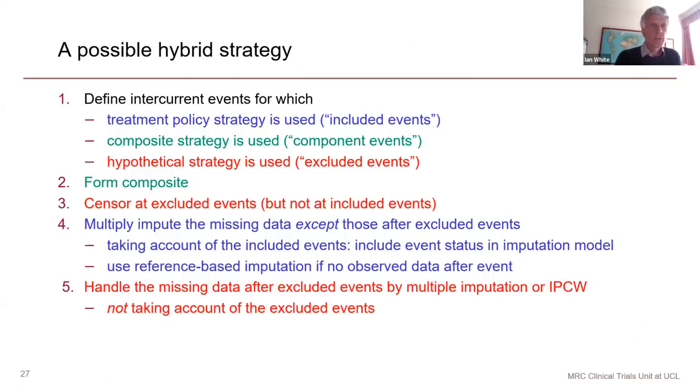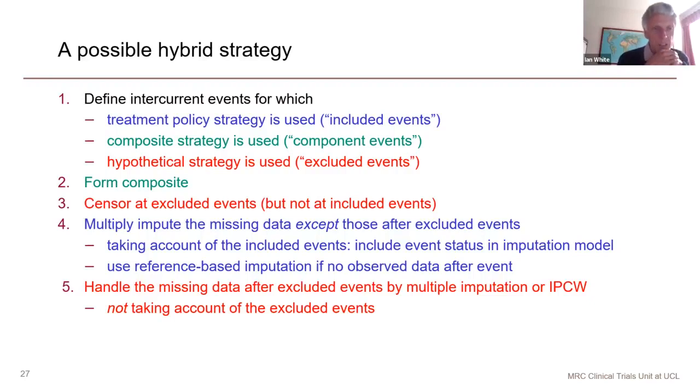This slide describes a possible hybrid strategy. If you have various intercurrent events for which you want to use treatment policy, the composite, and the hypothetical strategy, so I'm going to call them included, component, and excluded events, then I think you can put it all together in a way something like this. Well, the composite bit's easy. You simply form the composite and then carry on. Then you're going to have to censor at the excluded event. So I'm not really talking about the modeling approach, I'm talking about the censoring approach. Don't censor at the included events, only the excluded events.